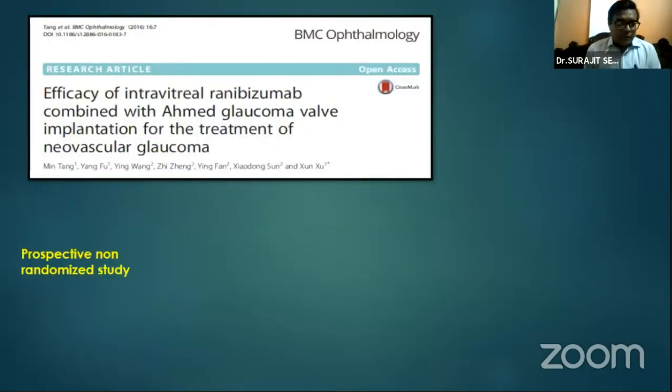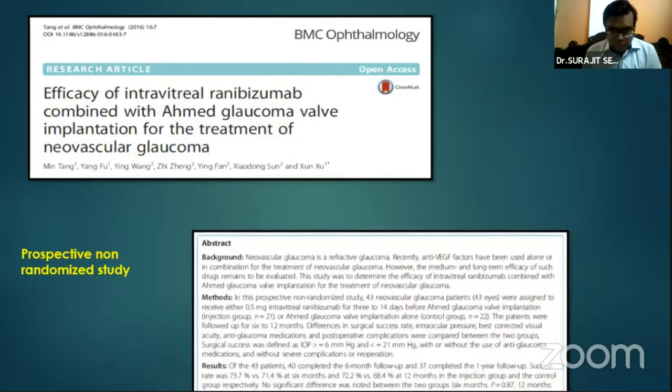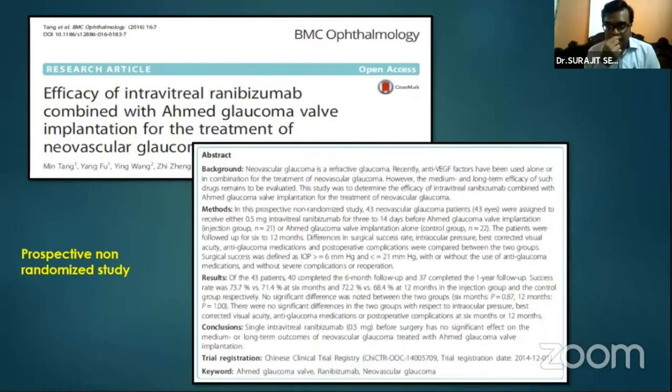This is a prospective non-randomized study. They looked at the efficacy of intravitreal ranibizumab combined with Ahmed glaucoma valve implantation for the treatment of neovascular glaucoma, and they concluded that the use of ranibizumab had no significant effect on the medium or long-term outcome of neovascular glaucoma patients.